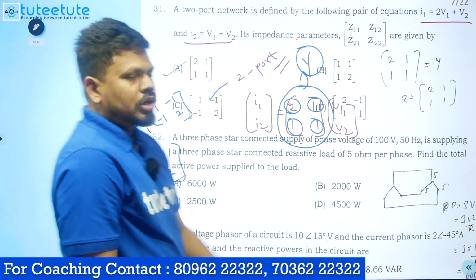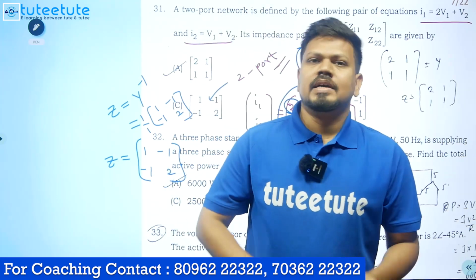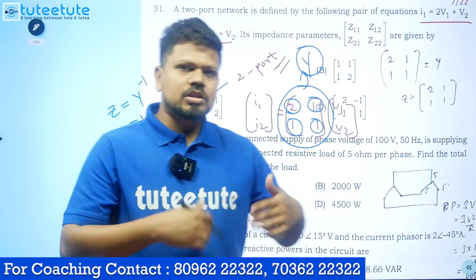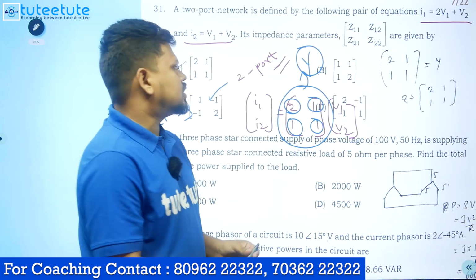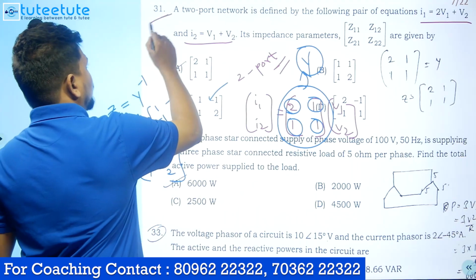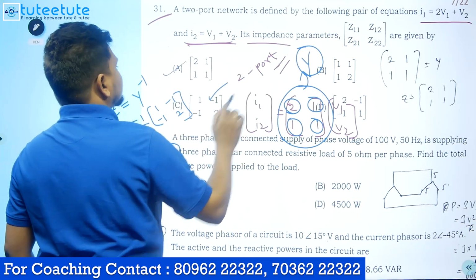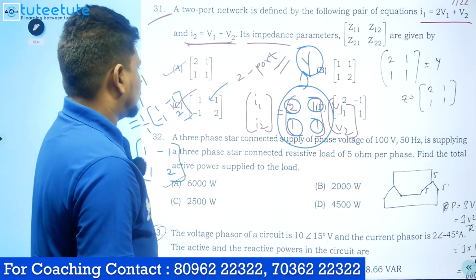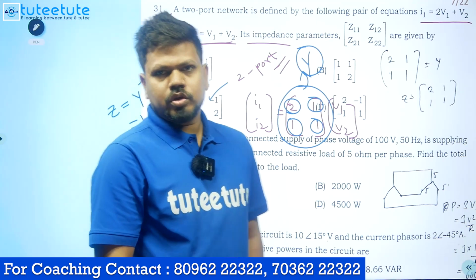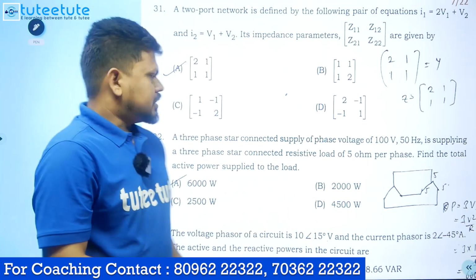For this question, whatever set I have taken, this is set A. This question will have a different number in some other set. That's why, see the question: a two-port network question where they are asking the impedance parameters. The option is C, 1 minus 1 minus 1 2. That is the answer for that question. And the next question we'll see.